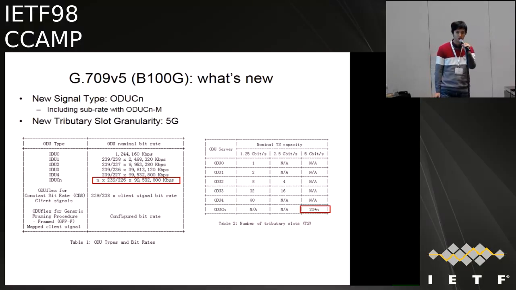So in version 5 of the G.709, there are new things, including one new signal type, that is the ODUCn, and there is also a separate one named ODUCnM, which is not an integral multiple of the 100 giga. Another new issue is that a new tributary slot granularity has been defined as 5 giga. And for ODUCn, the number of tributary slots is always 20 multiplied by n.